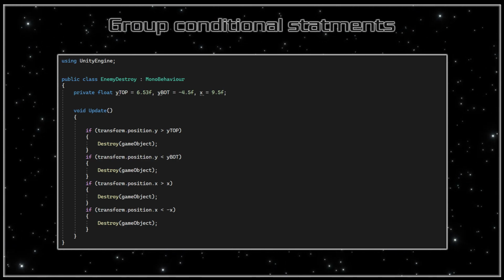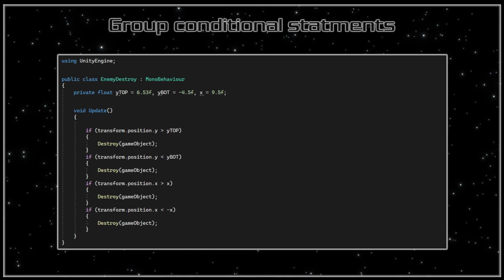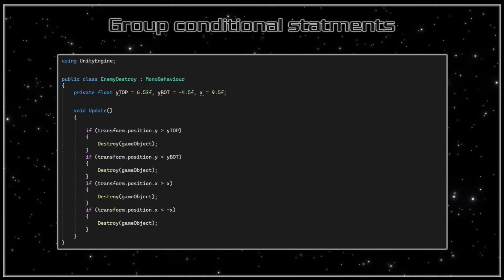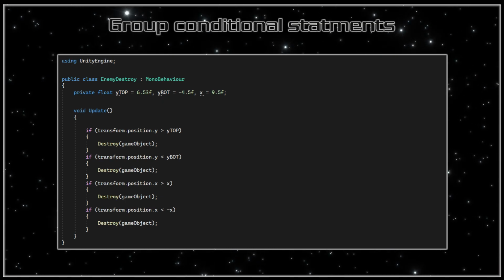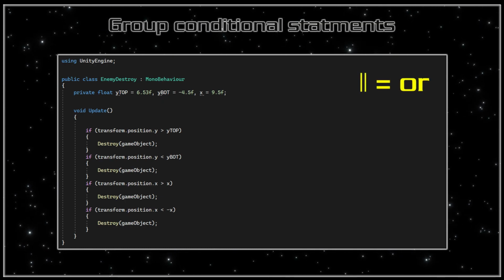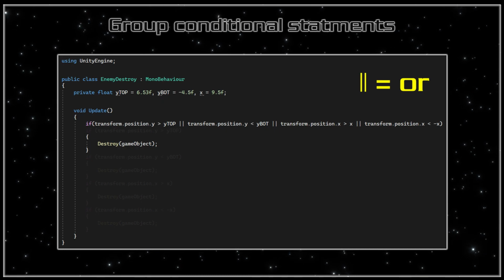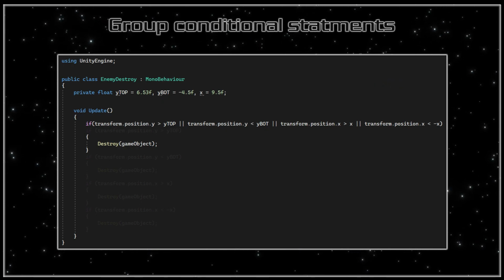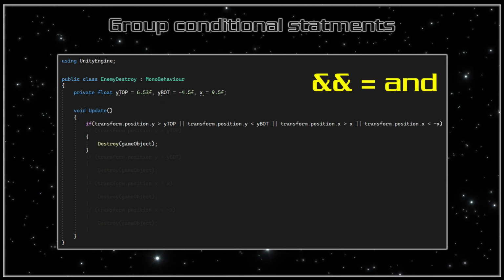Rather than write this in 4 separate if statements, you could just group all those conditions in one statement using or, which is represented with the 2 pipes. So you would change it into this. Also, the and is represented with the 2 ampersands.